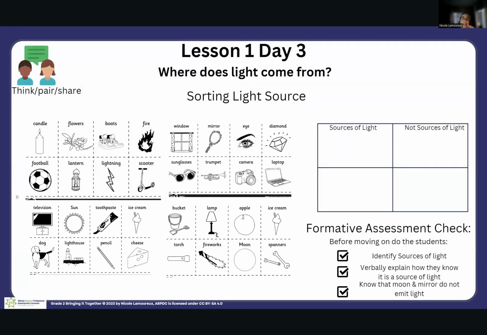And do they explain? This might be where some of those misconceptions about different things that are shiny emit light, but you will also come back to this after they do bouncing of light off different surfaces, because they might realize, oh, well, the light's just bouncing off. That's why we see it with some of these that are shiny. Okay.